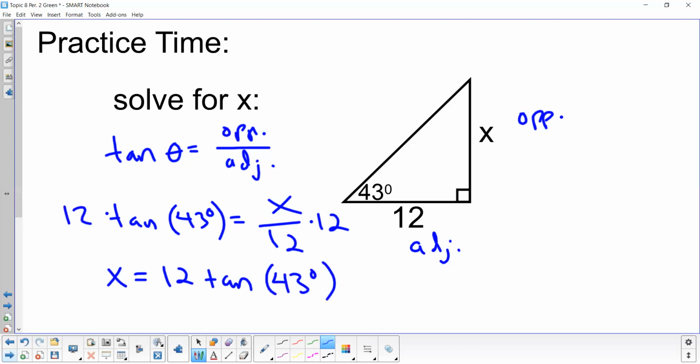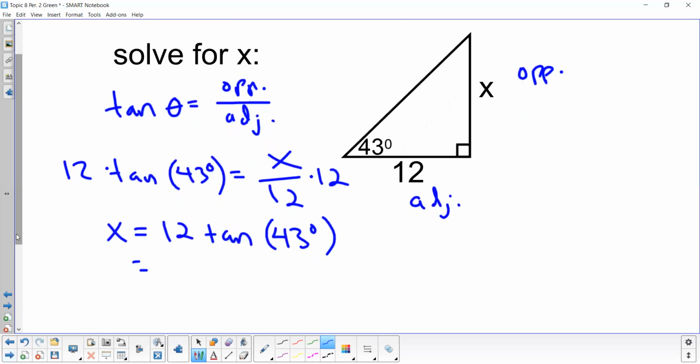Did we just put in our calculator tangent 43? Here's what you can do that's even better. You can put into your calculator 12 tangent of 43. So check me out. I'm going to do that on the calculator here. 12 tan 43. Again, you don't have to close your parentheses, but it's a good habit to get into when we're going to do more complicated things soon. Yeah, I got 11. And I get 11.2, let's call it.